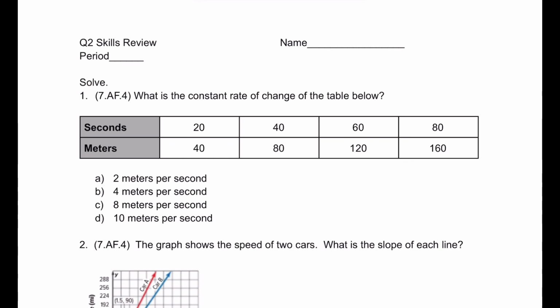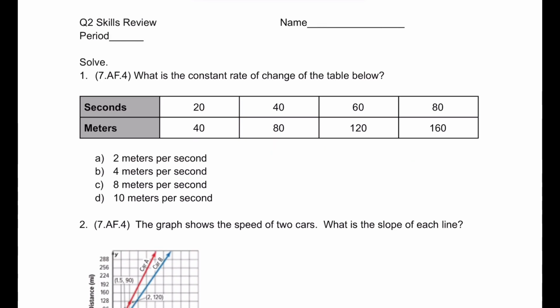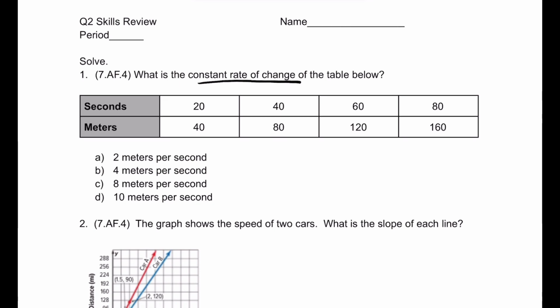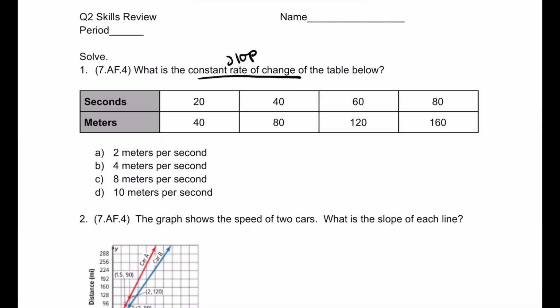Remember, change or the rate of change is the exact same thing as slope. We did take a few days to talk about slope. With a table, there are different ways you can find this. We talked about a formula, which is y2 minus y1 over x2 minus x1. We also talked about the change in y over the change in x, and just y over x, okay?